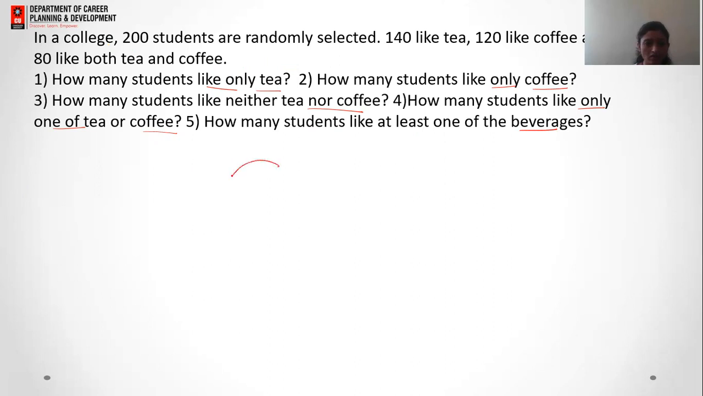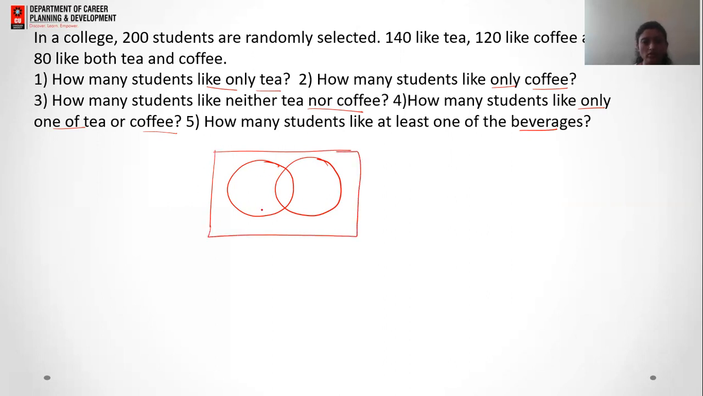So first of all, we will make the Venn diagram. These are the students. The first circle shows the number of students who like tea, and the second, who like coffee. And this is the common part, which like both tea and coffee. This outer rectangular part shows the number of students who like neither tea nor coffee. 200 students are there.